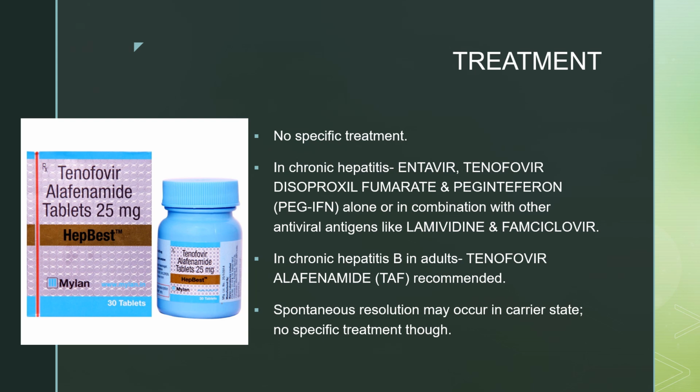What is the treatment? Basically, because it is a virus, we don't have a specific treatment, but in chronic hepatitis we provide entecavir, tenofovir disoproxil fumarate, and peg interferon alone, or we give them in combination with antivirals like lamivudine and famciclovir. In chronic hepatitis B in adults, it is recommended to give tenofovir alafenamide, and spontaneous resolution may occur in the carrier state with no specific treatment.